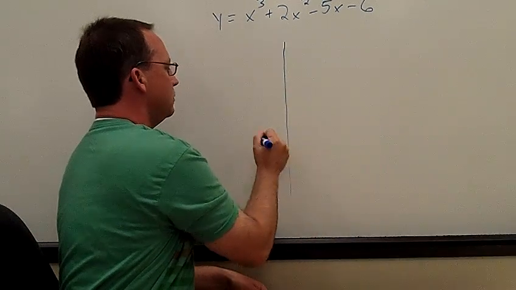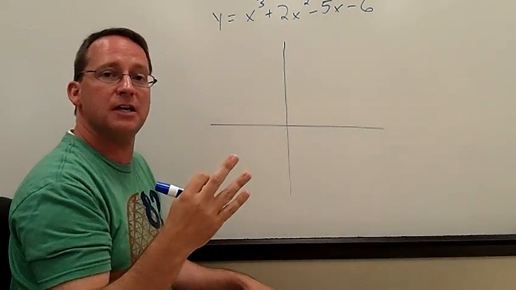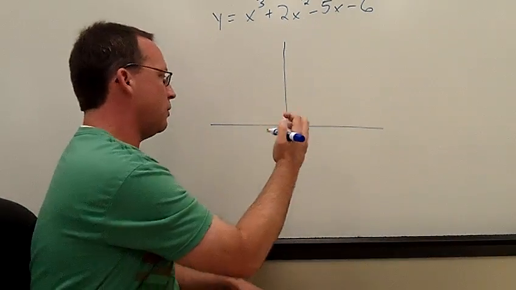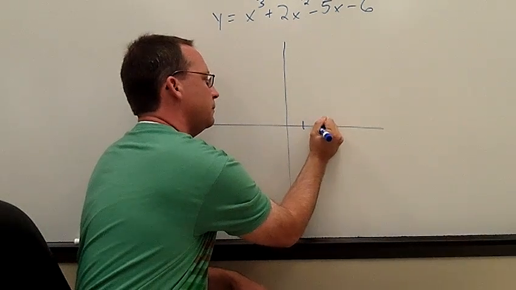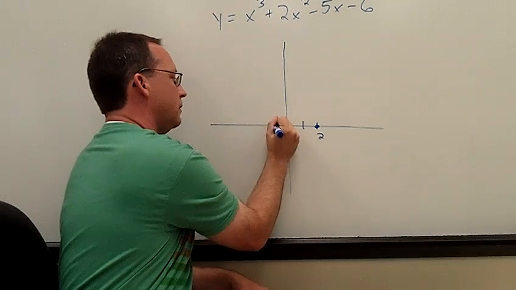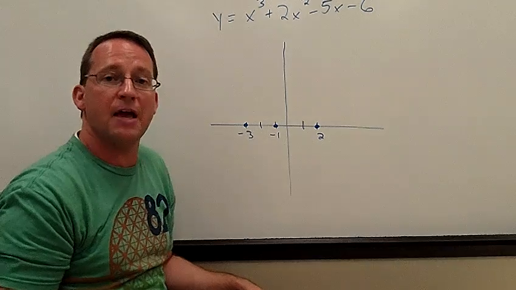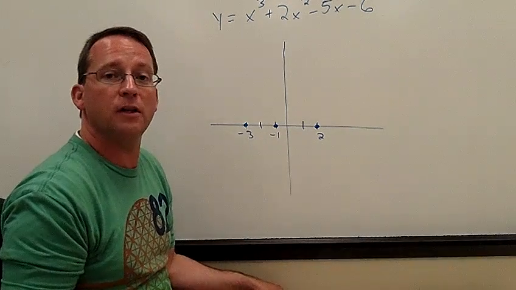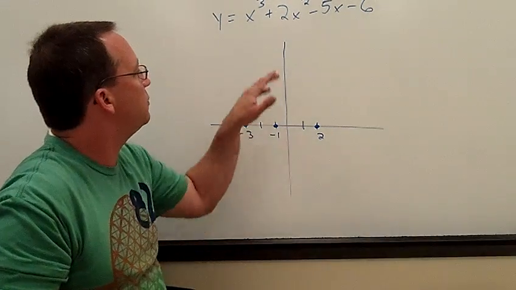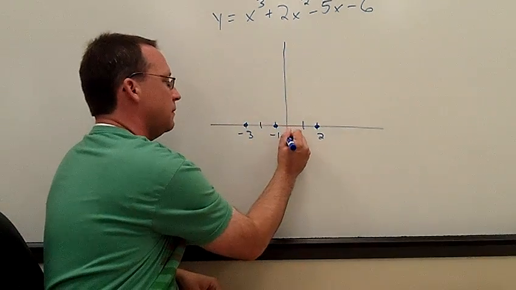Well, now we know a lot of things about this graph. We know the x-intercepts. We know this crosses the x-axis 3 different places. We know it crosses at positive 2, at negative 1, and at negative 3. So we have 3 x-intercepts. You can quickly look and tell what the y-intercept would be. If you plug in 0 for x there, you get negative 6 as your y-intercept.